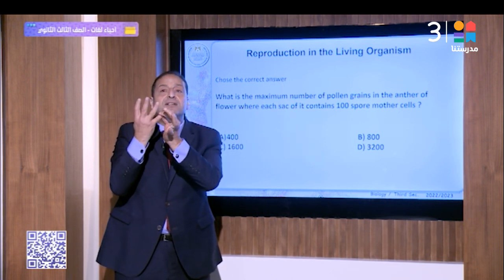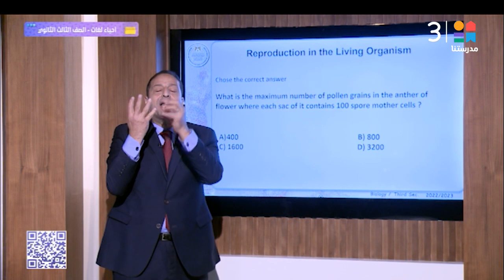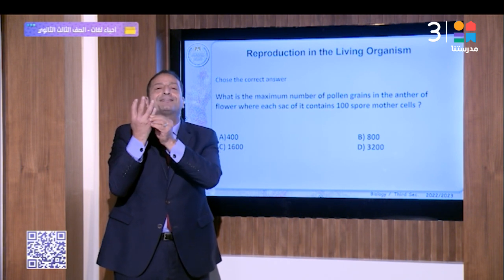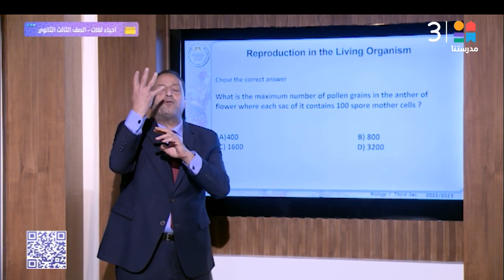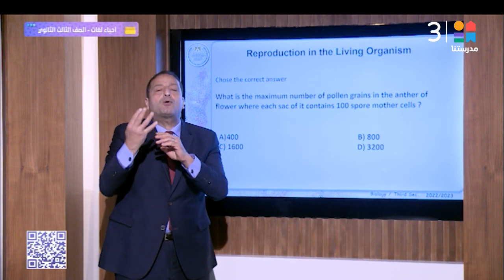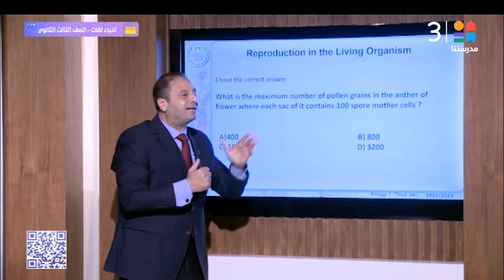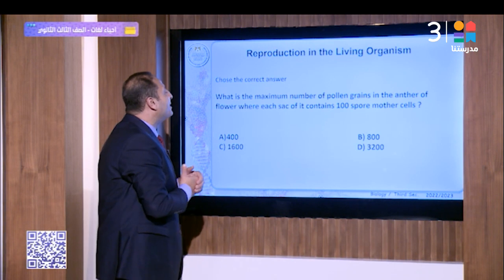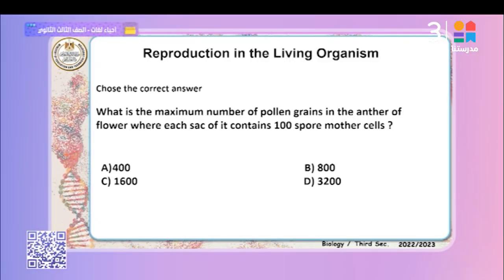Each spore mother cell gives us 4 pollen grains. 100 by 4 equals 400. What is the number of sacs? 4. 400 by 4 equals 1,600. It is the best answer, C, 1,600. That's right. Okay.